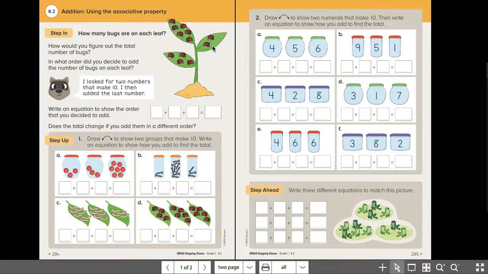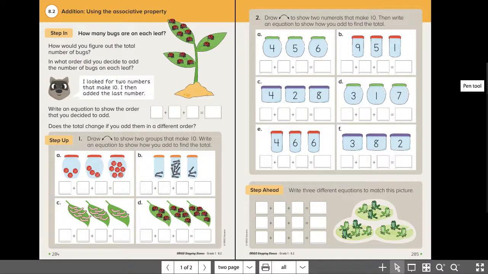So I'm going to start with a smaller number. So it's 1, 2, 3, 4, 5, 6, 7, 8, 9, 10, 11, 12. So I know there are 12 ladybugs all together. Mr. Raccoon is giving you a hint. He says, I look for 2 numbers that make 10, and then I add the last number. So if we have 4, 2, and 6, what 2 numbers make 10? And that's something we did yesterday.